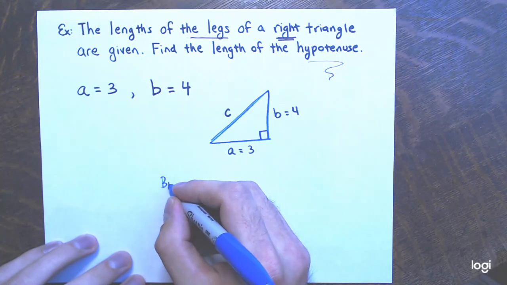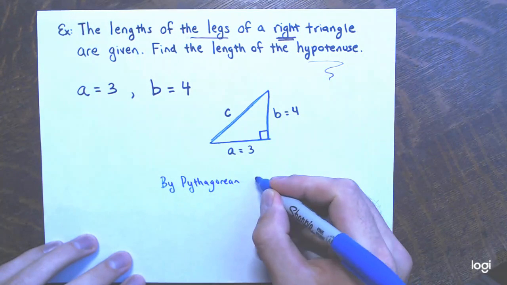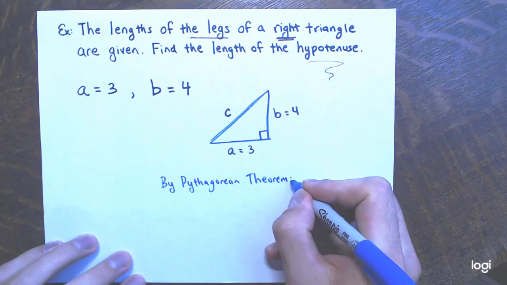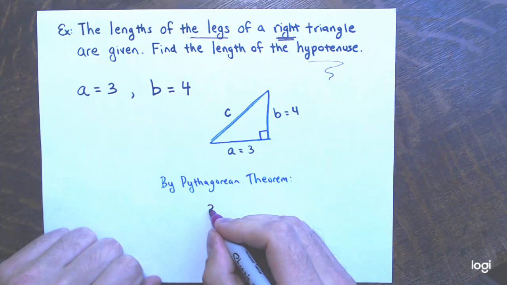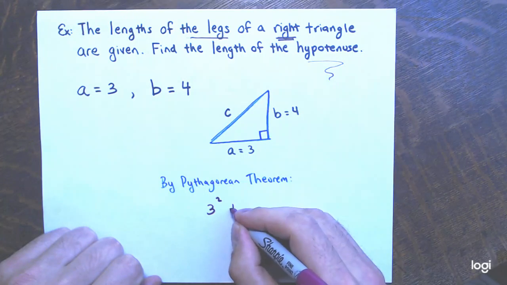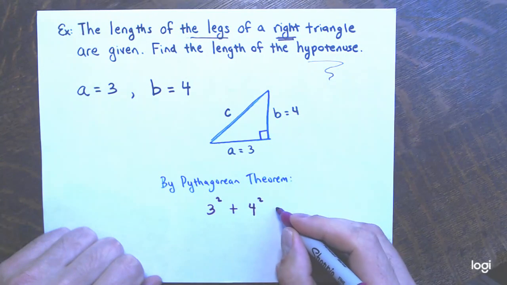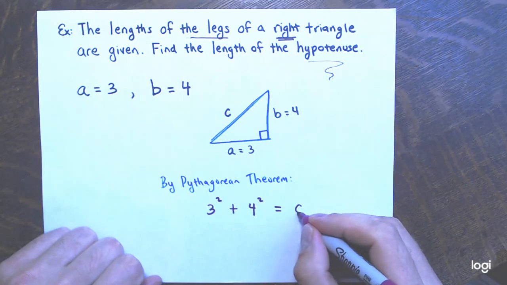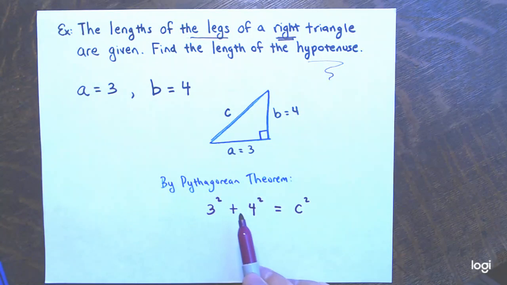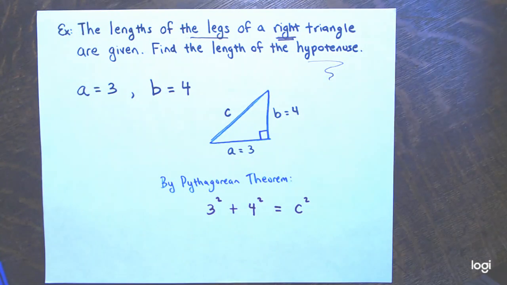So by the Pythagorean theorem, we would have the length of one leg squared, so 3 squared, plus the length of the other leg squared, 4 squared, should be equal to the length of the hypotenuse, c squared. So the sum of the squares of the legs is equal to the square of the hypotenuse. And you see how we have here a quadratic equation? I'll write that here.